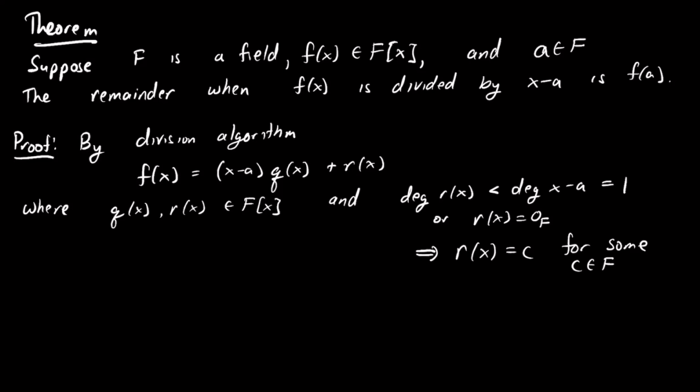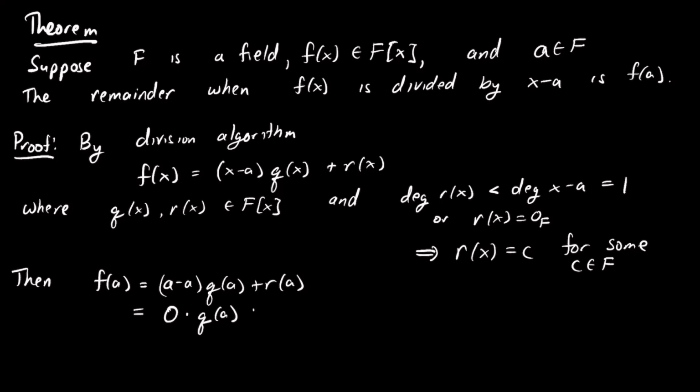Okay, so I have something about my remainder. Well, what can I then say? If I look at f of a is equal to a minus a times q of a plus r of a, I might notice, wait a second, a minus a is just 0 times q of a. And I know r of a is equal to c. And so that tells me that f of a is equal to c. So f of a is equal to my remainder, r of x. Okay, so that tells me that f of a is equal to r of x, and I've completed my proof.